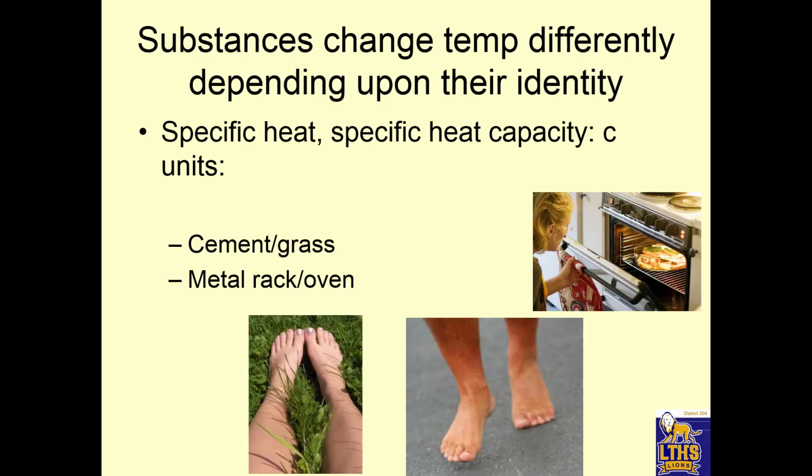Substances change temperature differently depending on their identity. Each pure substance has what's called a specific heat or specific heat capacity. The units are calories for every gram degree Celsius, or we can use joules for every gram degree Celsius.